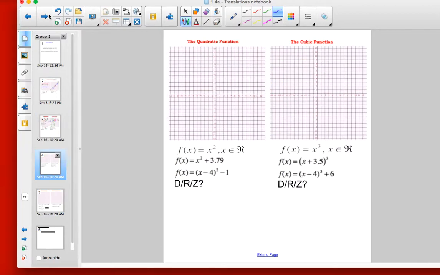All right, next one, we have our quadratic function. So we have a few points here. I'll just give you (-2, 4), (-1, 1), (0, 0), (1, 1), (2, 4).